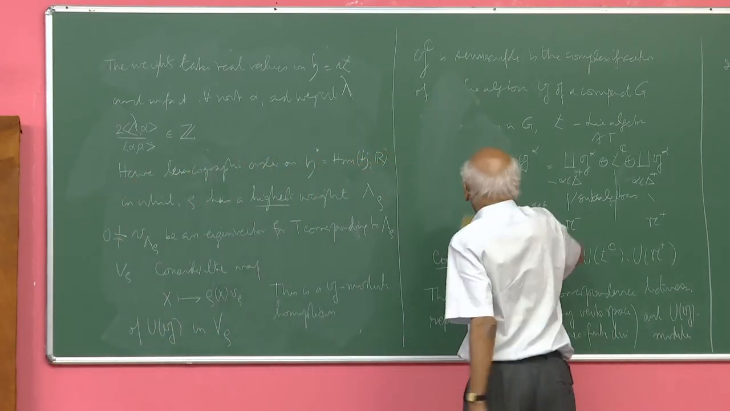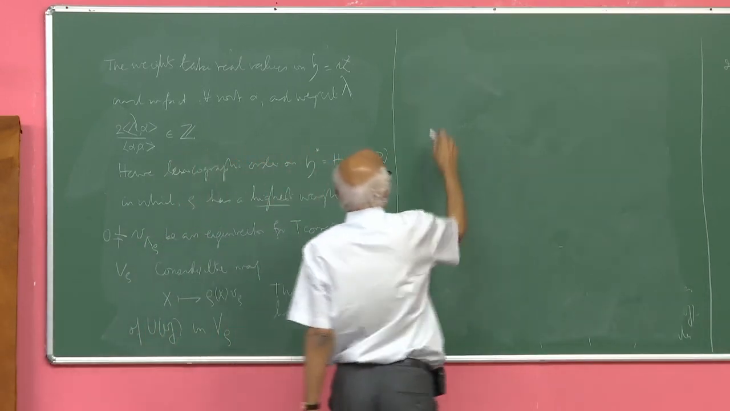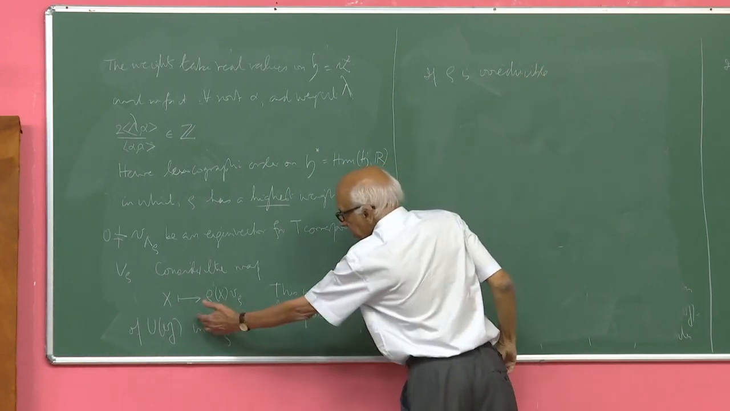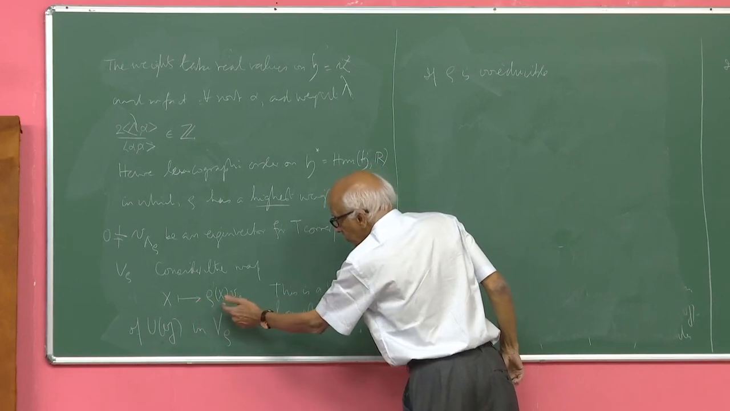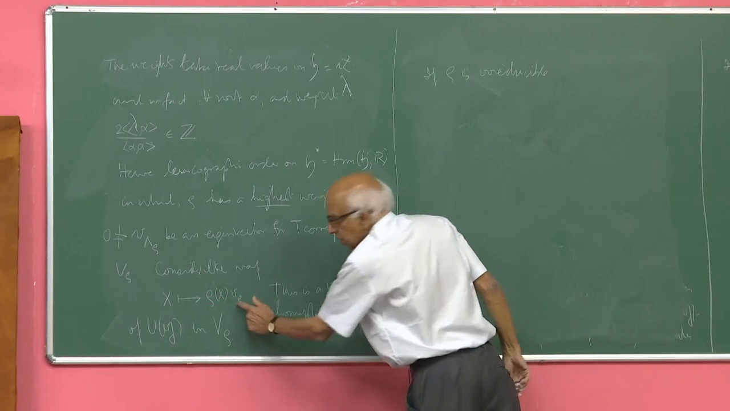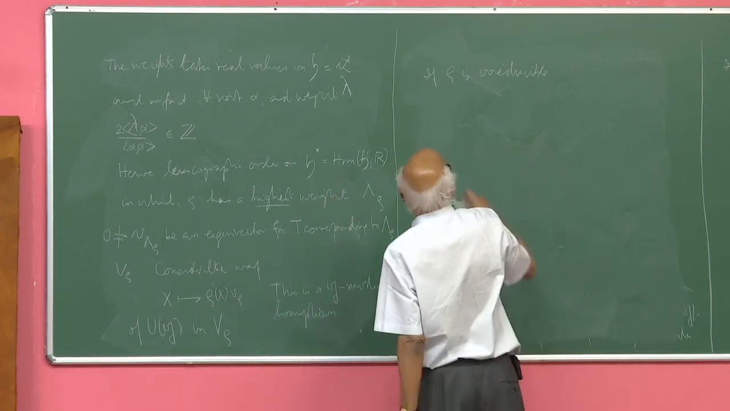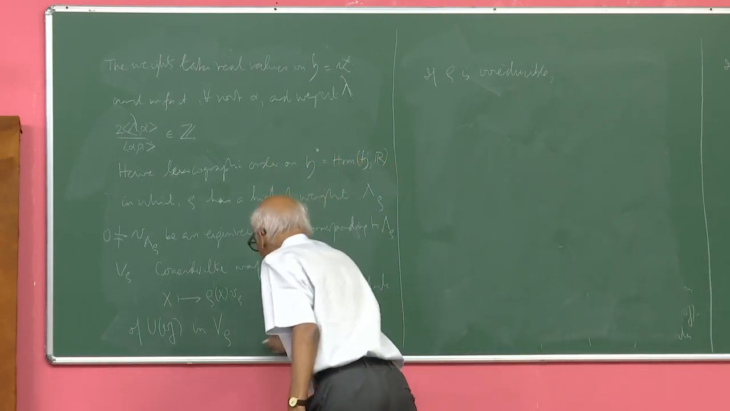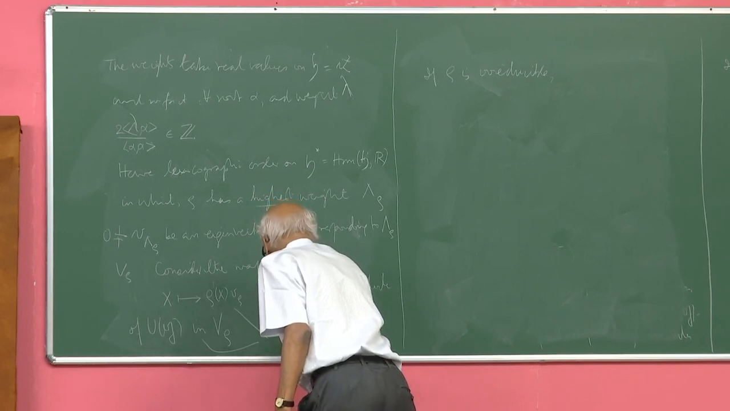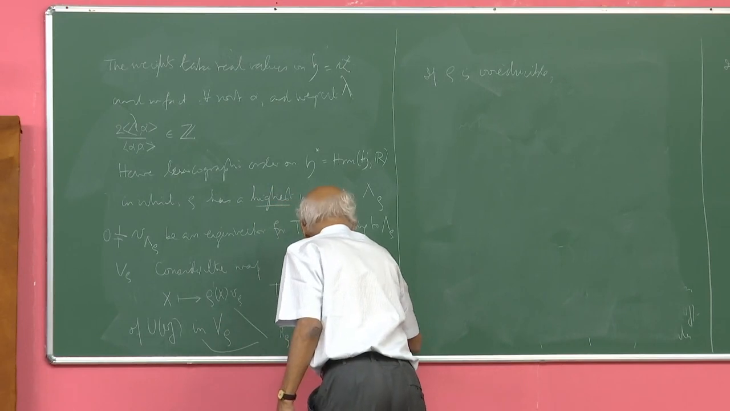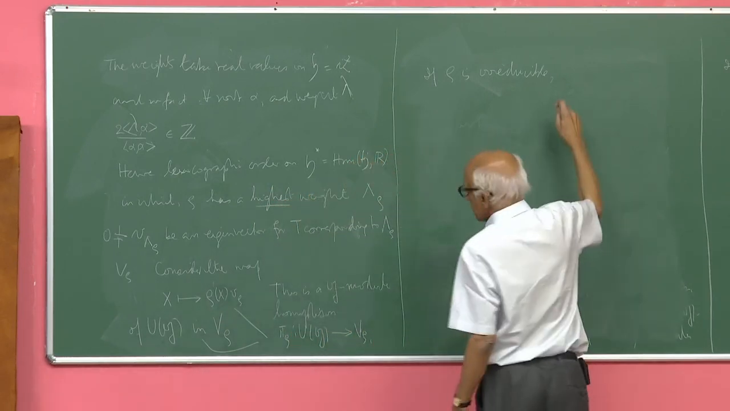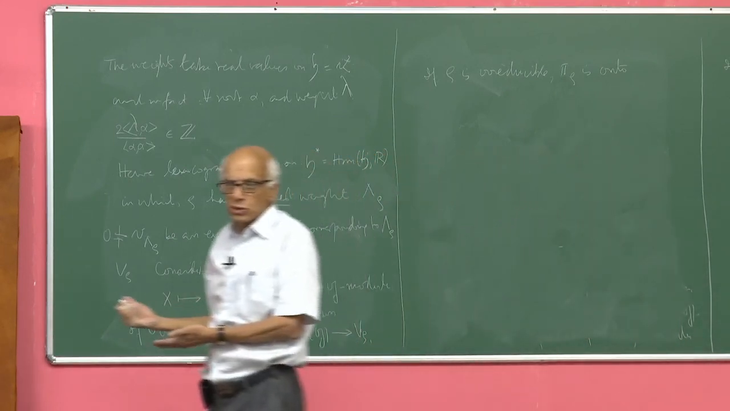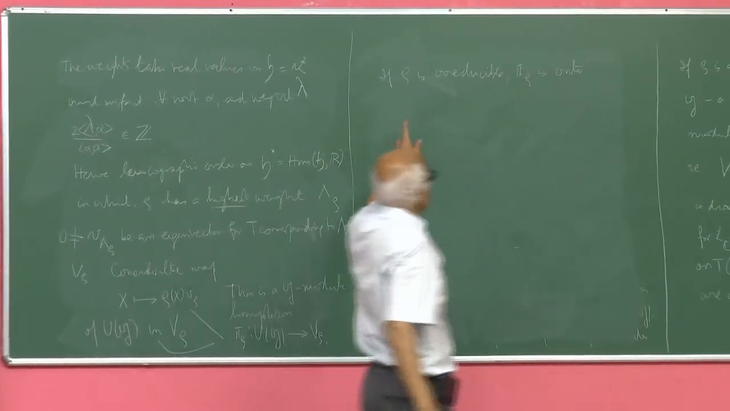Now, the upshot of this is the following. This mapping is a UG module homomorphism, and it is not 0 because the element 1 in UG sends v rho to V rho itself. I will call this map pi rho from UG to V rho. If rho is irreducible, pi rho is onto, because the image is a G module and rho has no proper G modules.